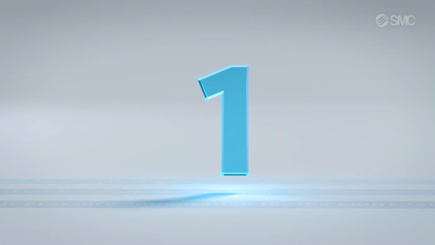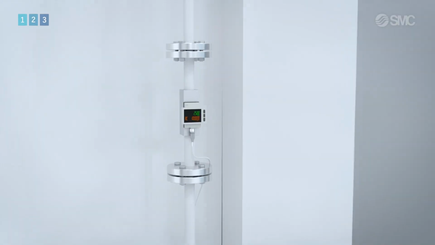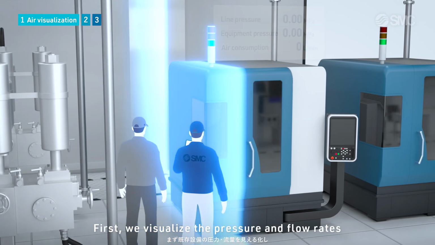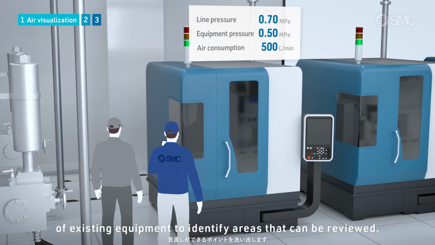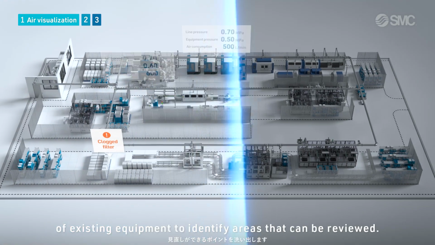Step 1. Air visualization. First, we visualize the pressure and flow rates of existing equipment to identify areas that can be reviewed.